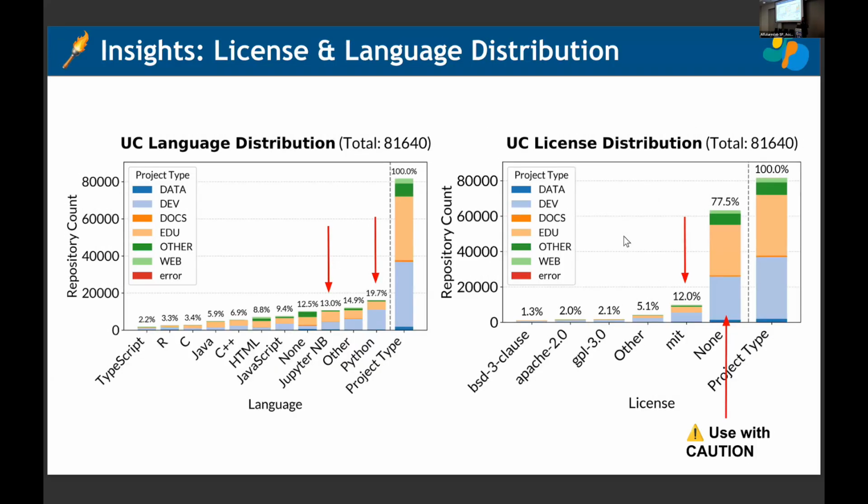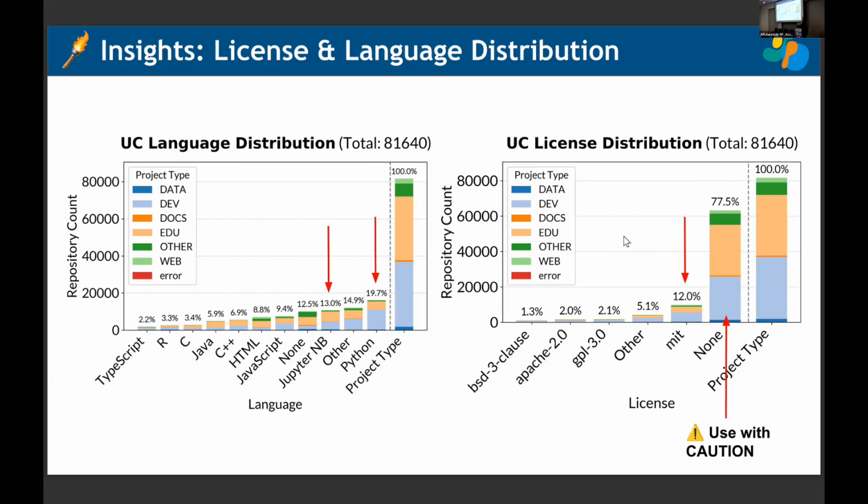Some insights on, for example, license and language distribution. So in terms of language distribution, we can see that Python is definitely the most popular language. If you look a little bit deeper into the project type and the language relationship, Jupyter Notebooks is actually the most popular within the education space, which actually makes sense. A lot of professors use Jupyter Notebooks to teach their classes. And there's other less popular languages, JavaScript, HTML, C++, Java, etc.